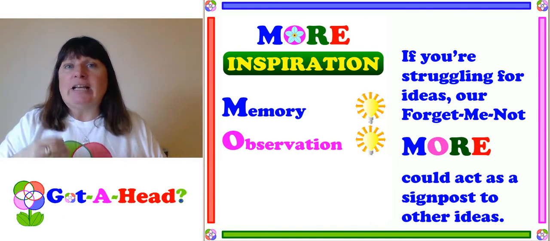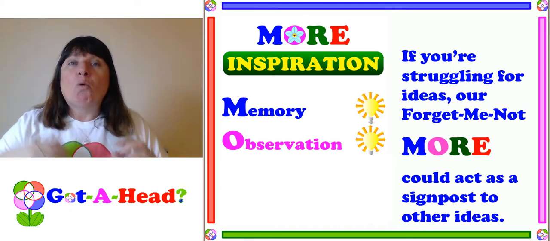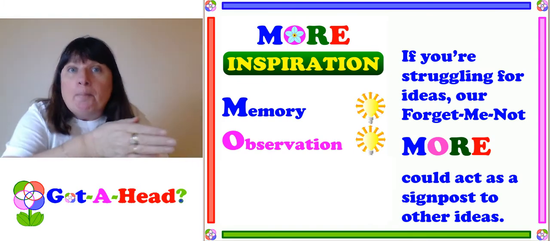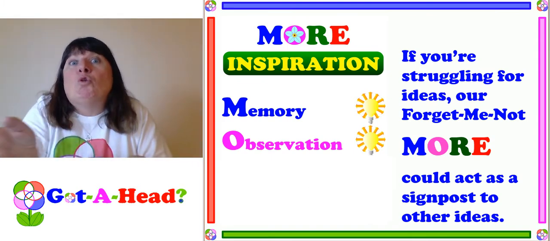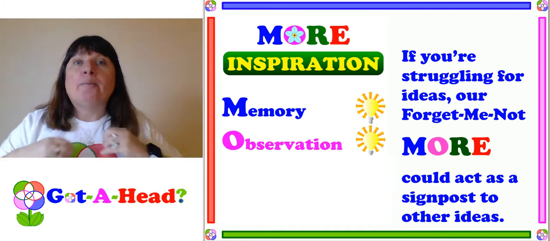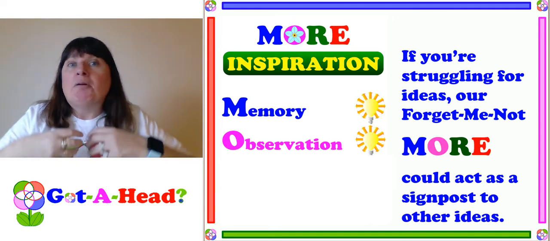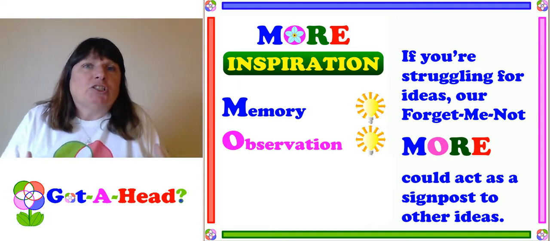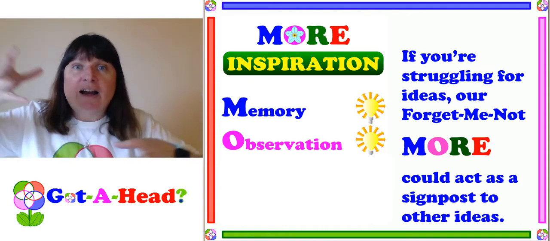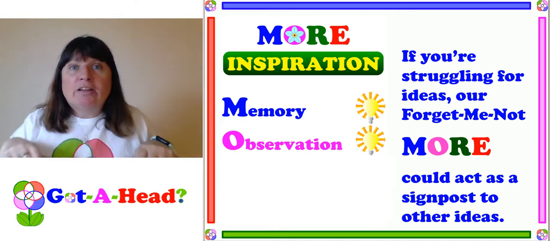Now, that's not necessarily going to give you the idea that you will take forward. What that will do is give you a signpost of tracks, footpaths, roads, motorways that you could go down to ideas. So there's something that you see around you. It could inspire a colour. It could inspire a texture. It could inspire all sorts of other ideas in different directions, because there's more than one thing around you.